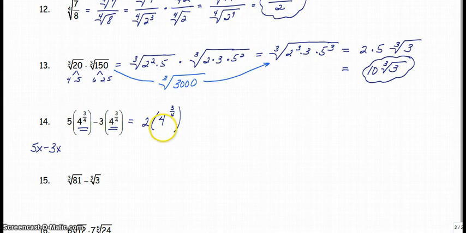I know that I can break down that 4 though. I don't have anything that gets to come out because I have 3/4. I don't have an improper fraction. So I'm going to have 2 times, and then 4 I'm going to choose to write as 2 squared, and that will be raised to the 3/4 power.